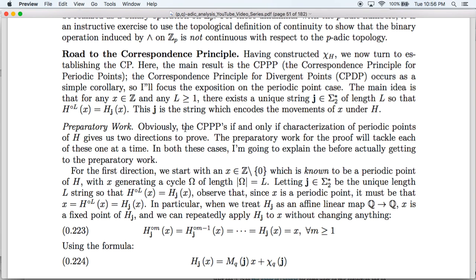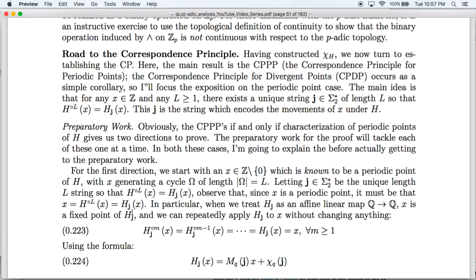Then, since x is a periodic point, there's going to be a unique string j of length L, such that h circle L of x is equal to h bold j of x. Now, since x is a periodic point, obviously, x is going to be fixed by not just h circle L, but by h bold j. In particular, that means that if we forget about h itself and just look at h bold j, this particular choice of branches fixes x.